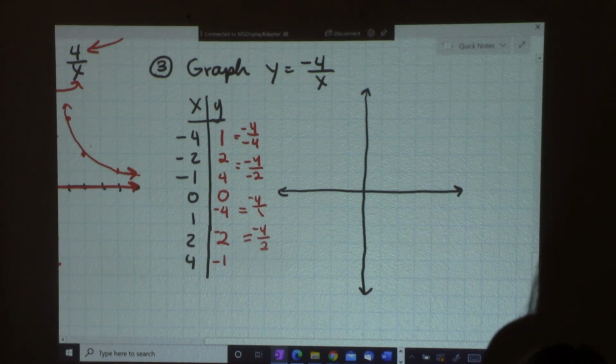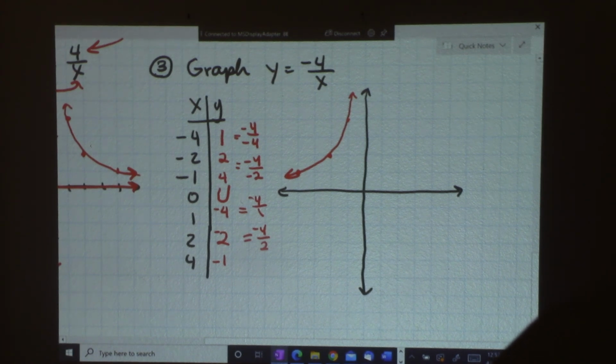Okay, so let's go ahead and graph it. I have negative 4, 1. 1, 2, 3, 4, right here. Negative 2, 2. Negative 1, 4. So my curve looks like this. And then, I didn't mean 0. I meant u. Sorry about that. We had a little problem, but now it's solved.